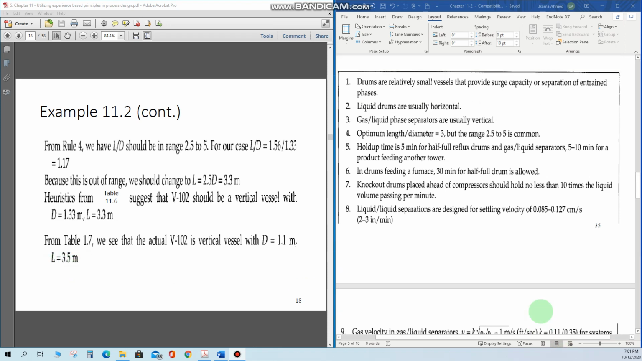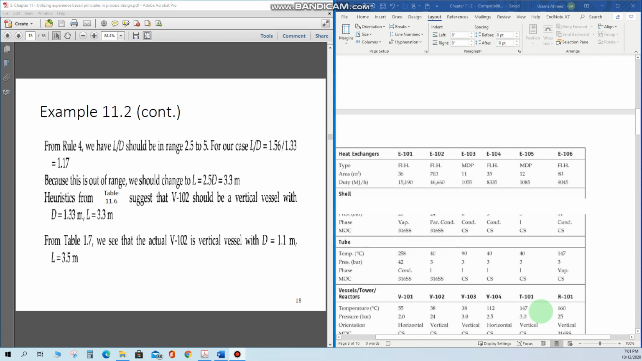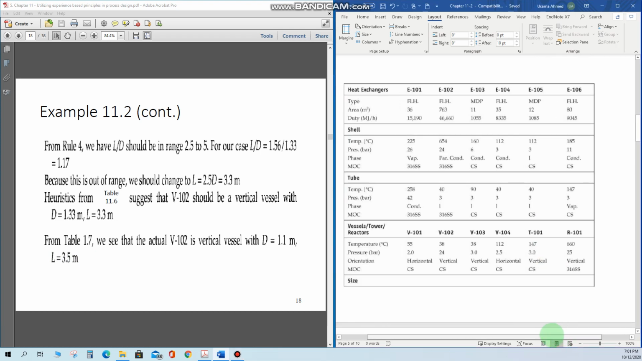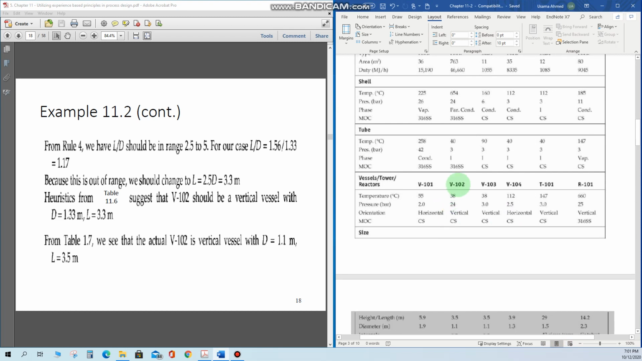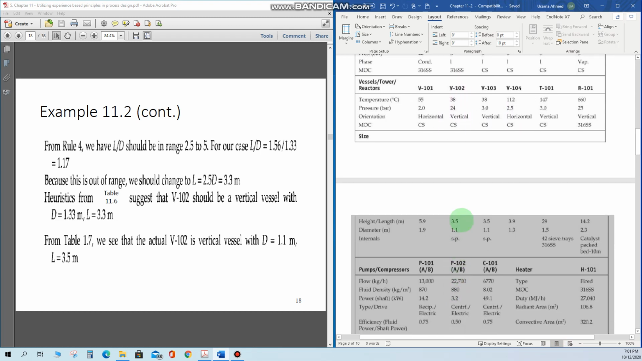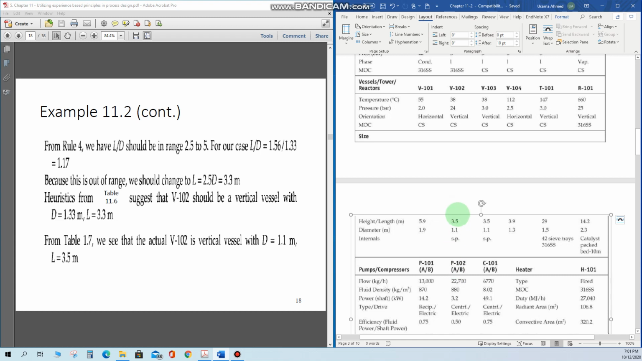So if you go back to table 1.7, the table that we get from the benzene hydrodealkylation process, here you would see vessel 102, and here you would see the size of this one. The size is given as height by length, and then you can have the value for the diameter here. The diameter is 1.1 that we see here, and we calculated the diameter 1.33. The length in the table is 3.5. Okay, now we got the value for the length equal to 3.3.